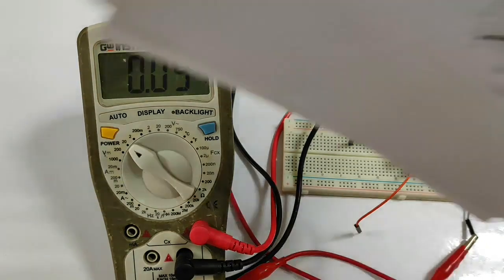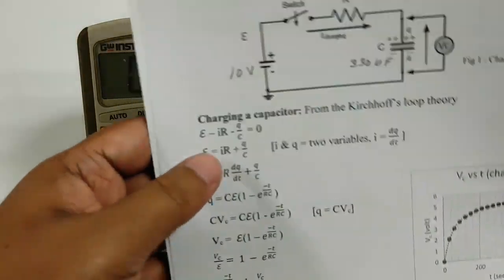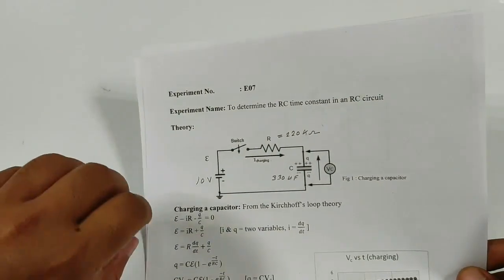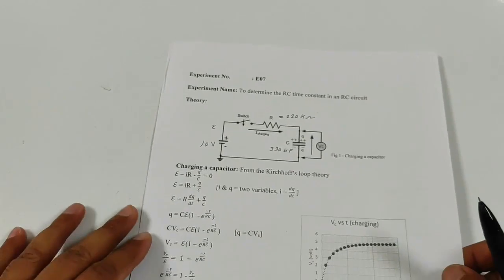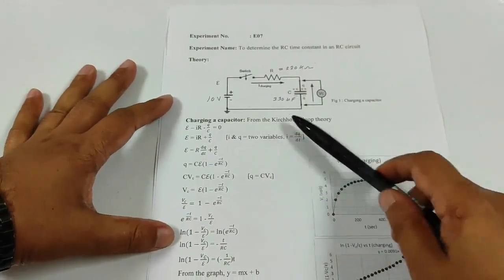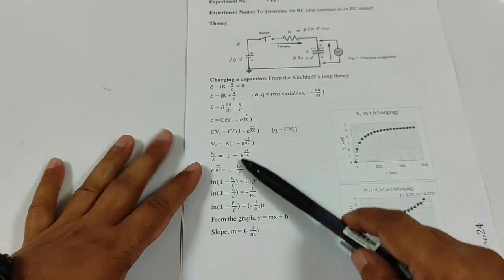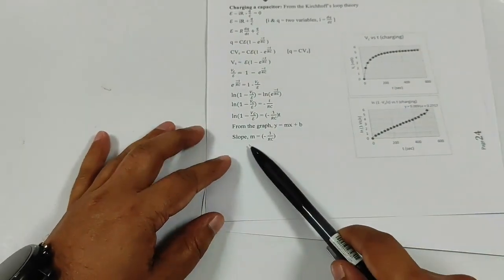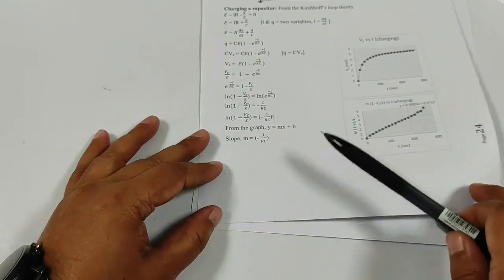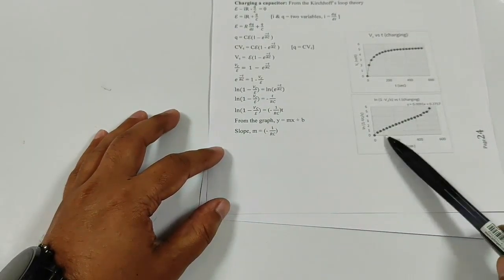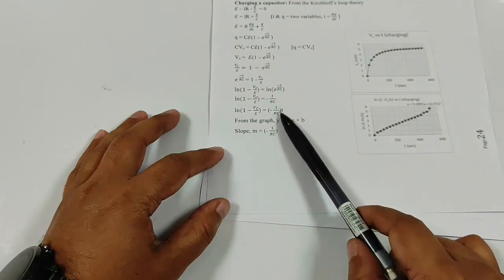Now let's go to our experimental sheet. Let's try to focus here for the time being. This is our experimental material, and this is the circuit we already discussed. There is some theoretical part, it's already given. If you solve the theory, we can derive the equation, and from the equation we can find some relationship. If you draw it, it will look like this.